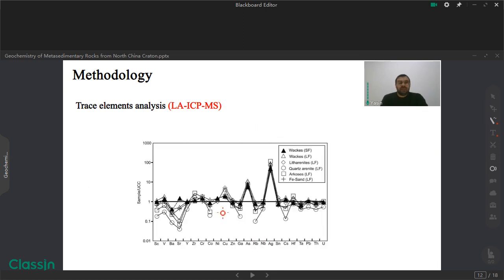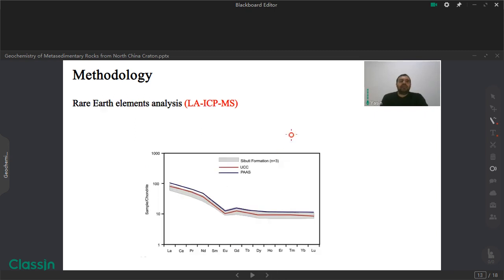Then we have trace element analysis. Trace element analysis also helps us to identify provenance, and we use them. These are the values which we obtain from our samples, and this is the standard sample of upper continental crust. So by trace element analysis, we can identify both deposition environment and provenance.